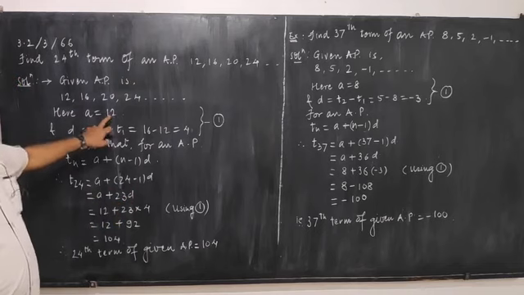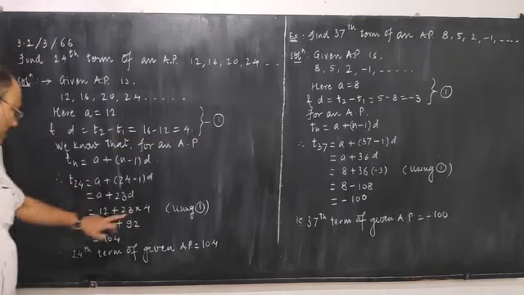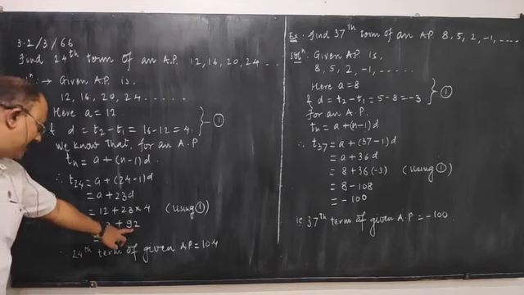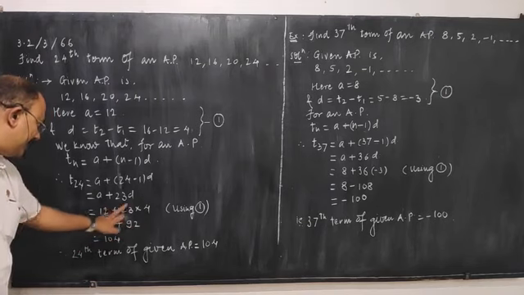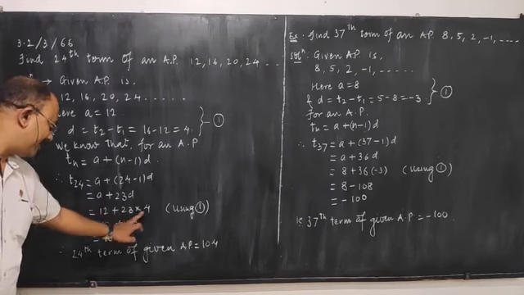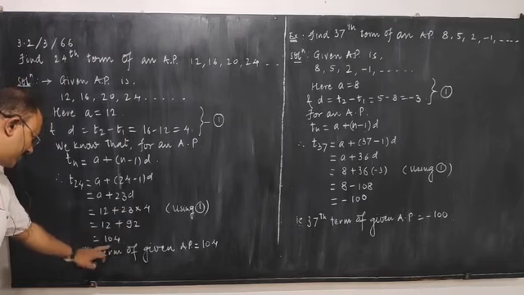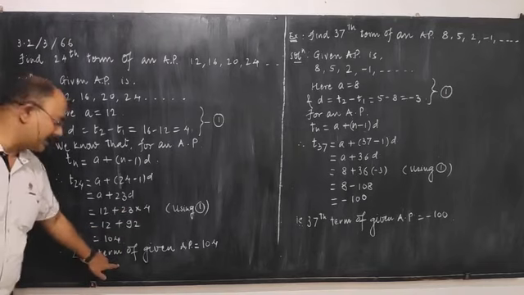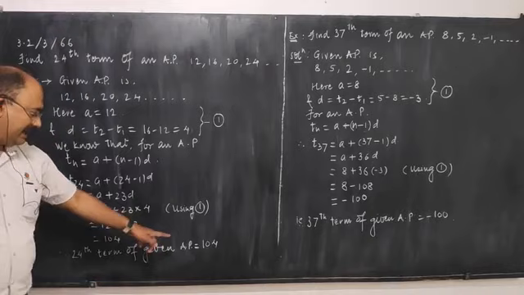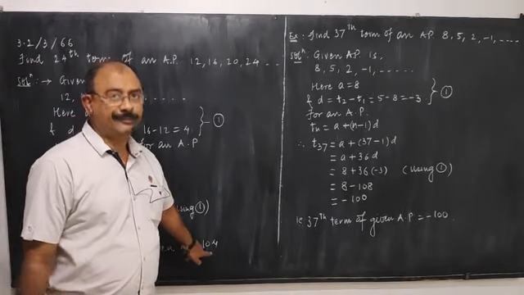Now a and d we have already calculated. Let us put those values of a and d here and simplify. A is 12, d is 4, 23 fours are 92, plus 12 equal to 104. So the 24th term of the given AP is 104.